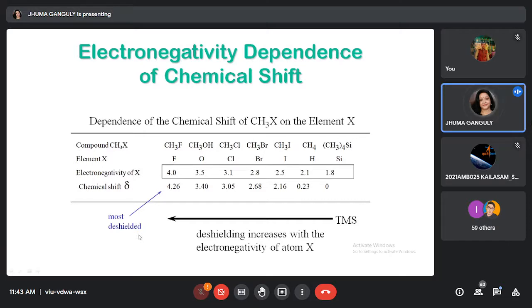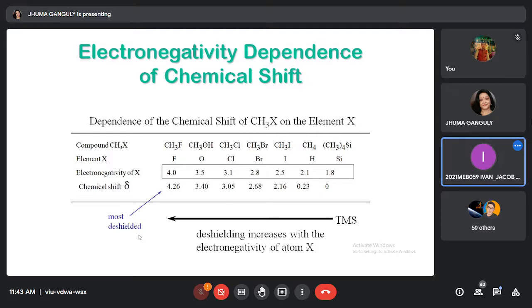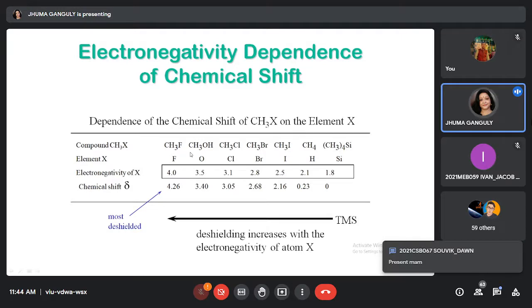Is it clear what is shielded and what is deshielded? Yes, ma'am. Okay, so that is the environment. The CH3 proton's chemical environment is different from the CH3OH proton, methanol, or chloroform. And this will give a different peak, or delta value, in the NMR spectra depending on their shielding and deshielding nature with the applied magnetic field. Clear up to this? If it's clear, then it will be easy to understand.